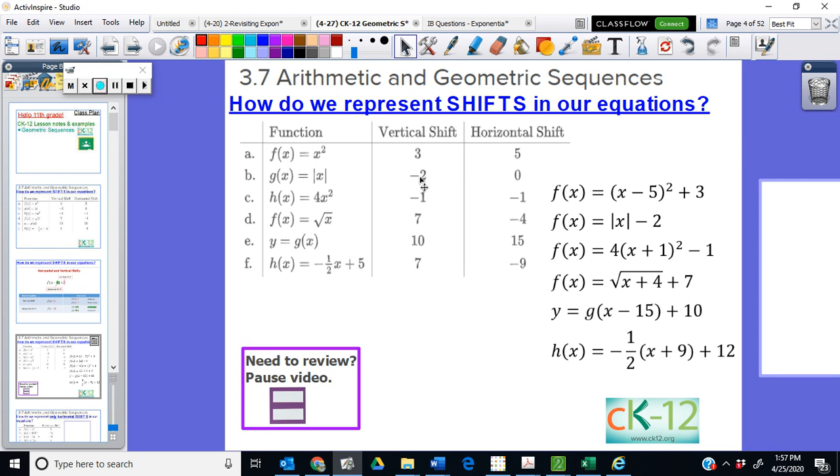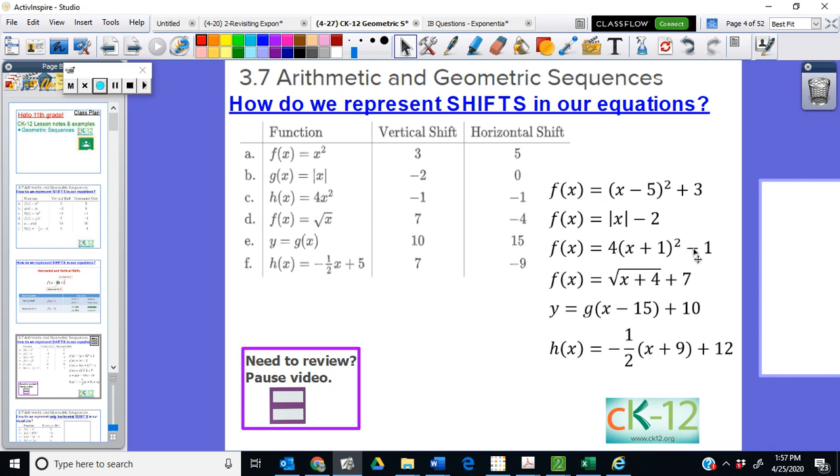Notice here we're going down 2, so we're subtracting 2. And then looking at part C, we're going to go down 1 and we're going to go left 1. So notice the left is represented by +1. And then the down, of course, that is intuitive. It is -1. Feel free to type those into the graphing calculator, and you can see the transformation from one function to the next.